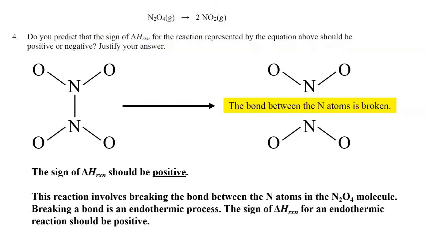So the answer to question 4 is the following. The sign of delta H reaction for this particular chemical reaction should be positive because this reaction involves the breaking of the bond between the nitrogen atoms in the N2O4 molecule. And since breaking a bond is an endothermic process, and the sign of delta H for an endothermic reaction should be positive, then we know the sign of delta H should be positive for this particular reaction.